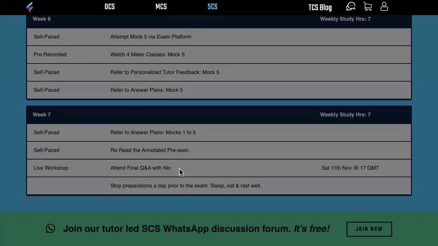You can only achieve this if you stick to the study plan, and I hope you'd be serious and you'd stick to the study plan. If not, you cannot pass this exam. So students who stick to the plan end up getting more than 100 marks.